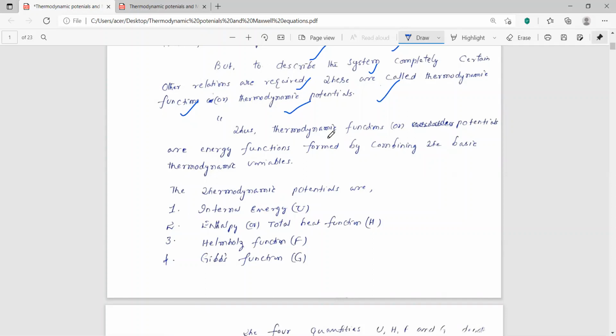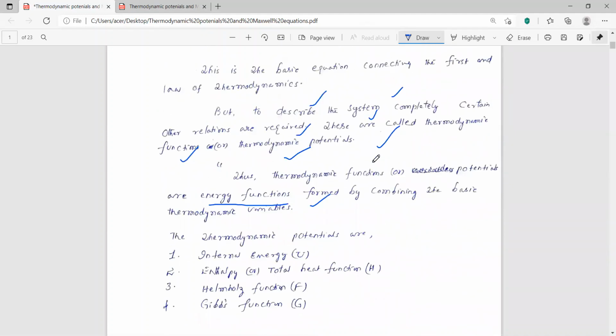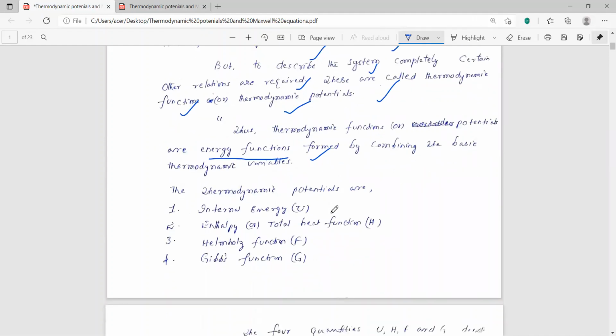These thermodynamic functions or thermodynamic potentials are energy functions. They are formulated by combining the basic thermodynamic variables, that is, as I said earlier, pressure, volume, temperature, and entropy. So, the thermodynamic potentials can be formulated by the basic thermodynamic variables P, V, T, and S, that is pressure, volume, temperature, and entropy. So, what are the thermodynamic potentials or functions? Let us see.